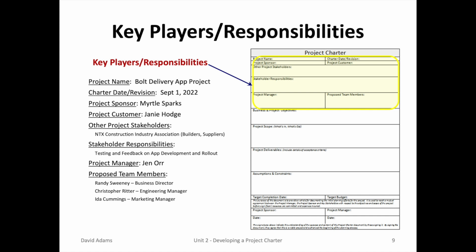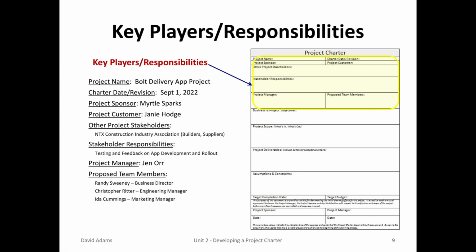Project name, of course, is the Bolt Delivery App Project. The charter date is September 1st, 2022, and it is the original. The sponsor is her boss, Myrtle Sparks. And of course, the project customer is Janie Hodge. And other project stakeholders happens to be the North Texas Construction Industry Association. They'll provide valuable input into the project, and these are the builders and suppliers.